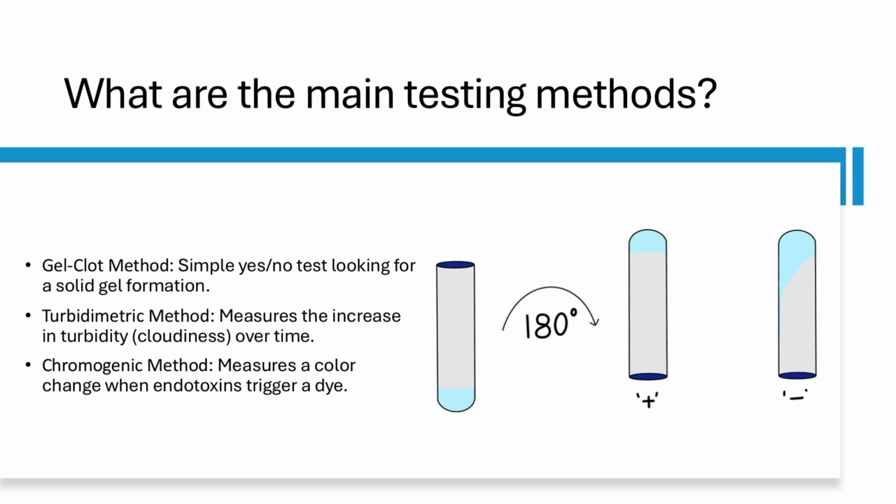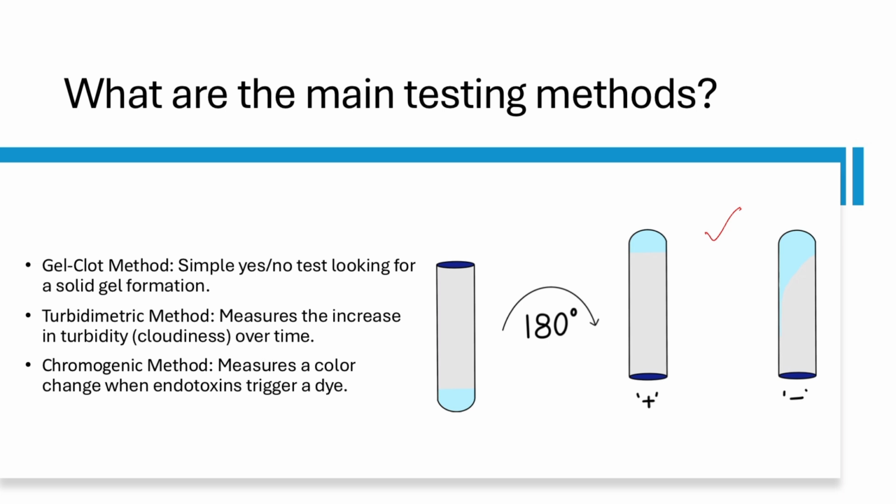So in this method, we just mix the sample with LAL reagent and incubate at 37 degrees Celsius. If endotoxins are present, gel will form, and when the tube is inverted, the gel remains intact. Okay, so if the gel remains intact, it will show a positive test. You can see in the image here. And if the gel does not remain intact, then it is a negative test.